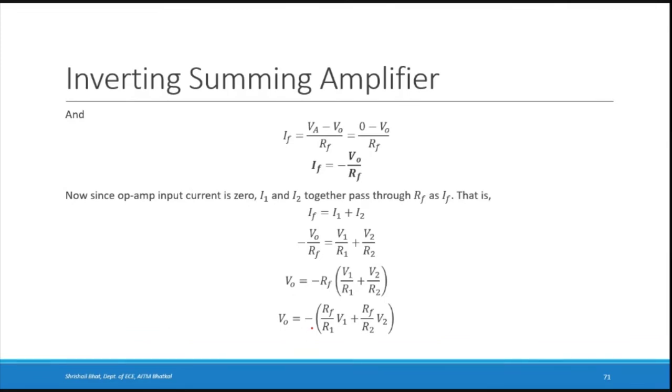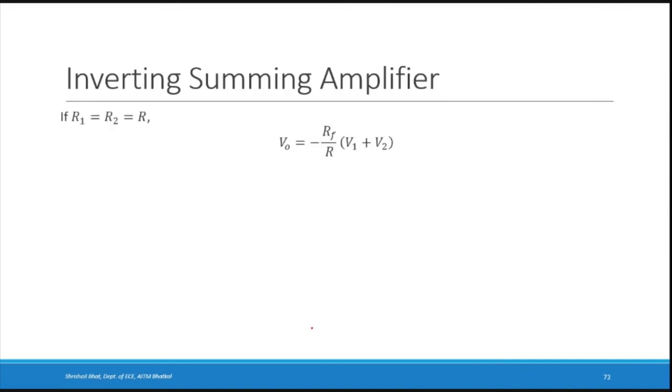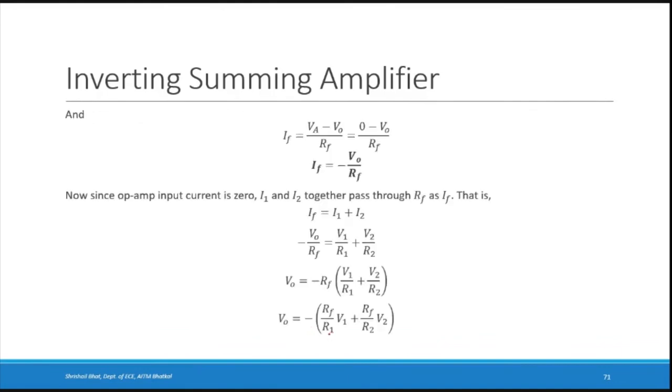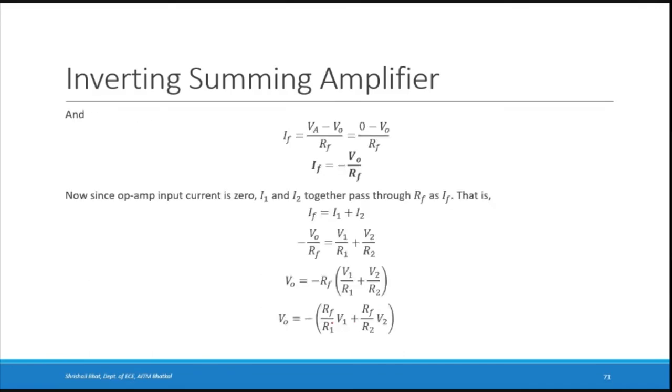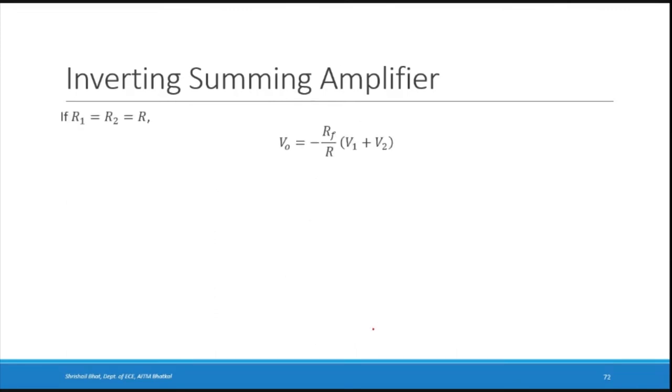So now, to simplify this, you can take certain assumptions. If you consider the resistances R1 and R2 as equal, that is equal to R, what happens in that case? You can take R as common. It will become RF by R. This will also become RF by R. RF by R is common. I can keep it outside and take V1 plus V2. So V0 is minus RF by R into V1 plus V2.